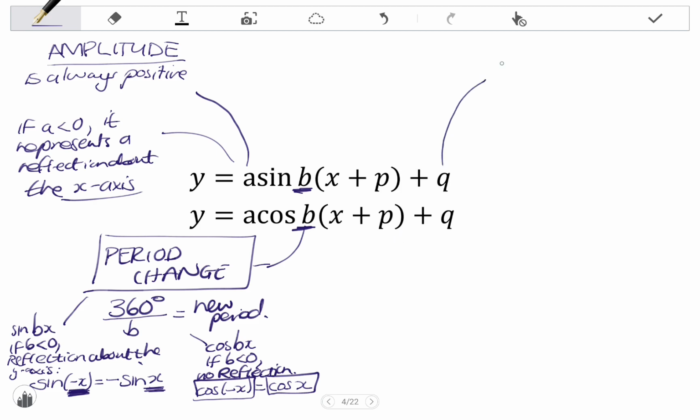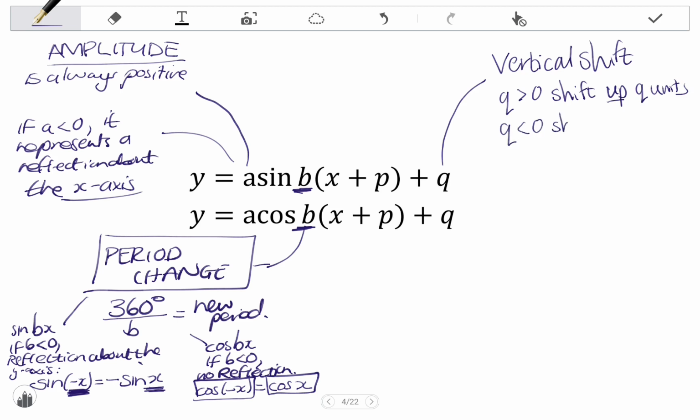Right, looking at q. Q, as for every other function that we have studied, represents a vertical shift. And if q is positive, we shift the graph up by q units. And if q is negative, the graph is shifted down by q units.